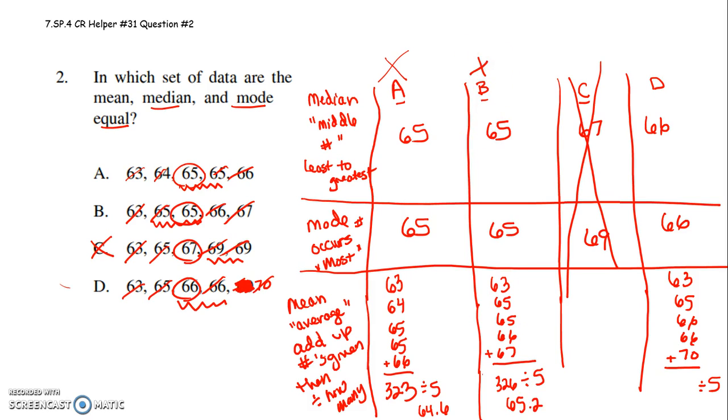Let's hope letter D works, because if not, we better put an E choice that says none of the above. So let's try this. 63 plus 65 plus 66 plus 66 plus 70. 330. 330 divided by 5 is 66. Yay! There, the median, mode, and mean are all equal for letter D. All right, I hope that helps.